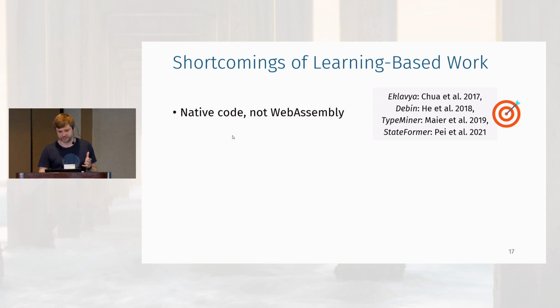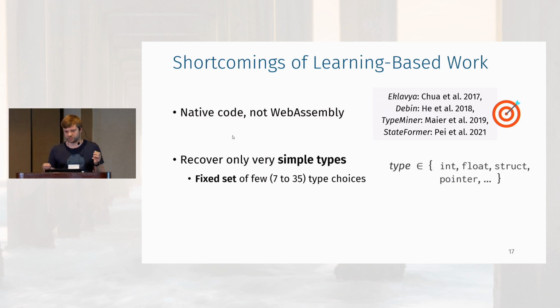A more important reason, a fundamental reason, is that they only recover very simple types. So all of these previous binary type prediction approaches recover types from a fixed and small set of types, typically 7 to 30 different types. Something like, this is a pointer, or this is an int, or this is a float, but that's it, right? And this is not very instructive or interesting to you as a reverse engineer.